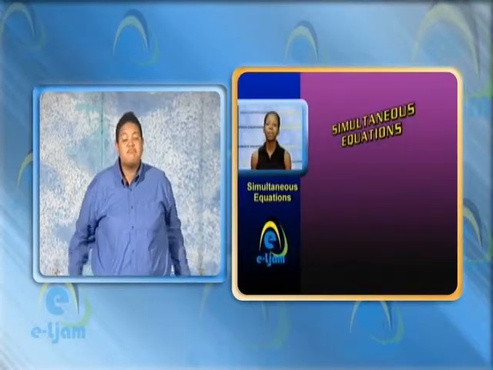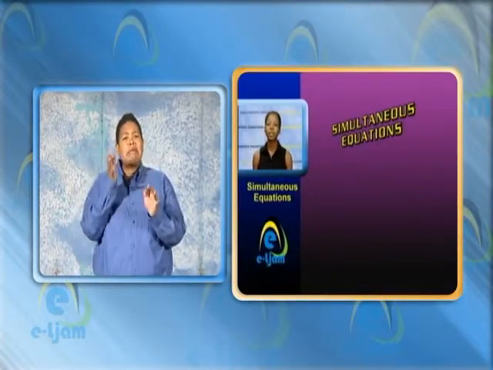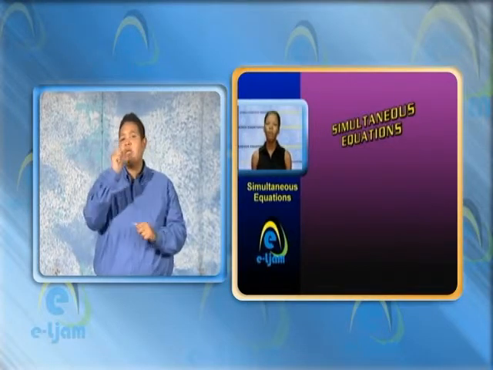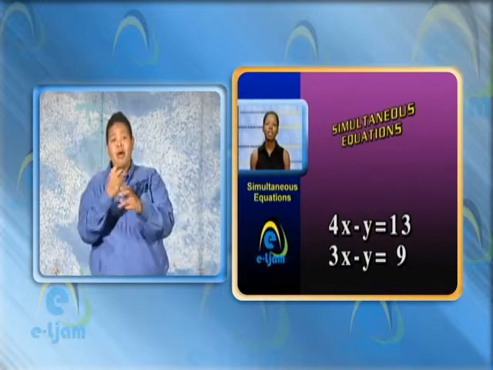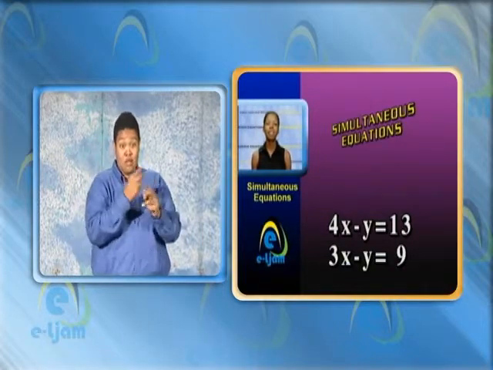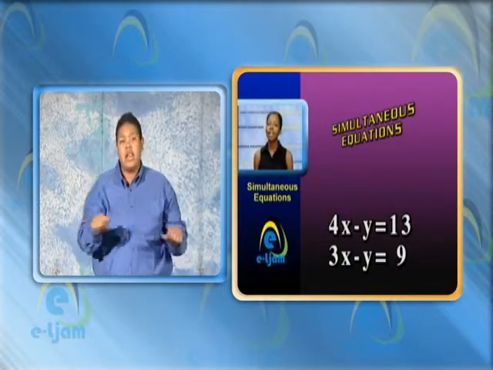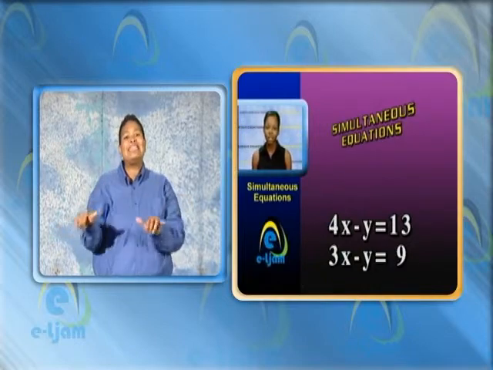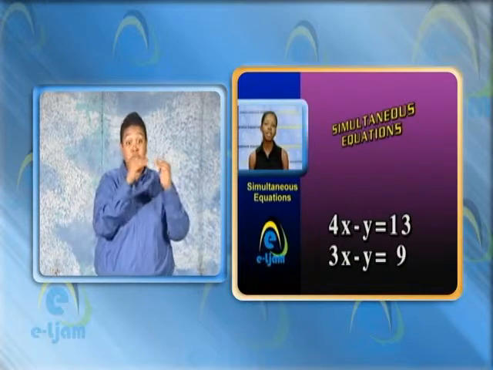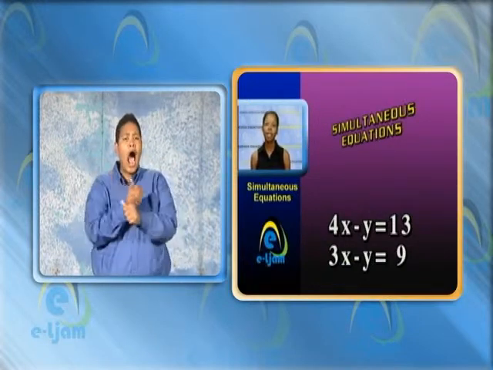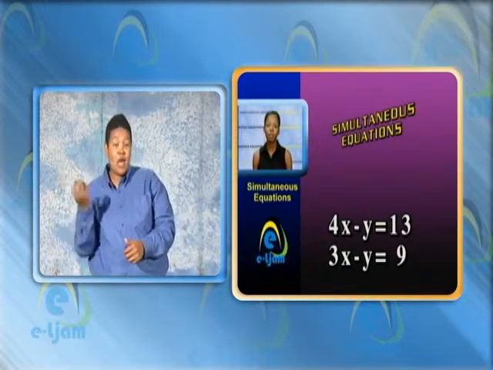So far, we have been looking at simple equations with one unknown. But what if we have 2 unknowns in 2 equations? These equations can be solved at the same time. Hence, they are called simultaneous equations. Simultaneous equations can be solved algebraically by the elimination method or the substitution method.